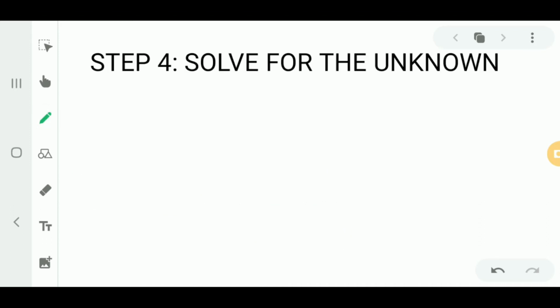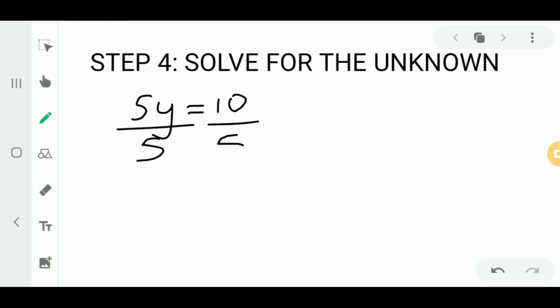So step 4, we solve for the unknown, which is y. So we had 5y is equal to 10. If we want to get y by itself, that means we're dividing both sides by 5. So 5 cancels 5. 5 into 5, 1. 5 into 10, 2. So now we have y is equal to 2.